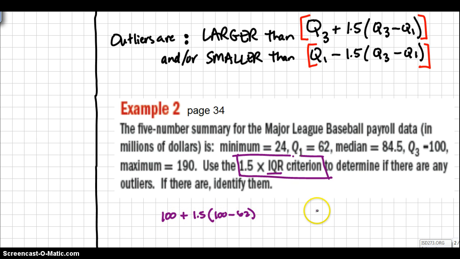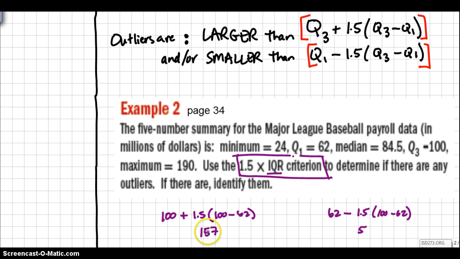Let's set up the other calculation, and then we'll calculate. Q1 is 62. Here we will minus, make sure that you remember that portion. And then again, it's 100 minus 62. So I'm going to have students pause the video and calculate that. And so you find that the values are 157 and 5.